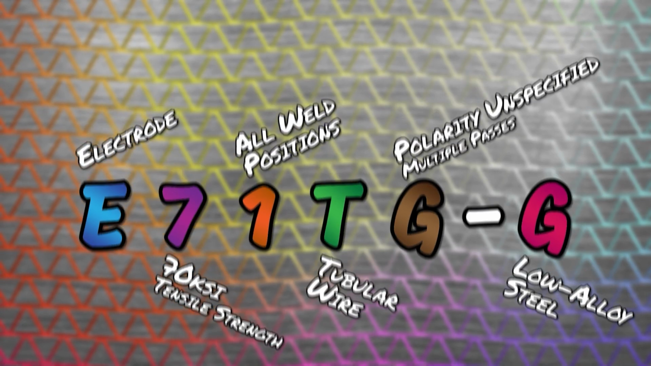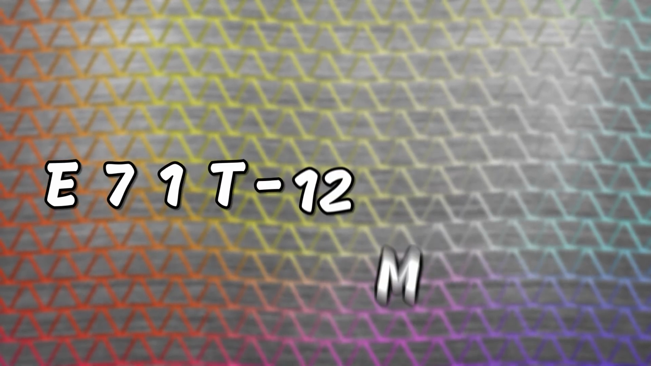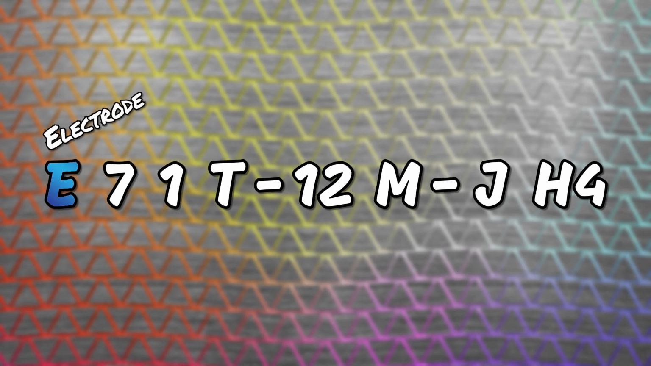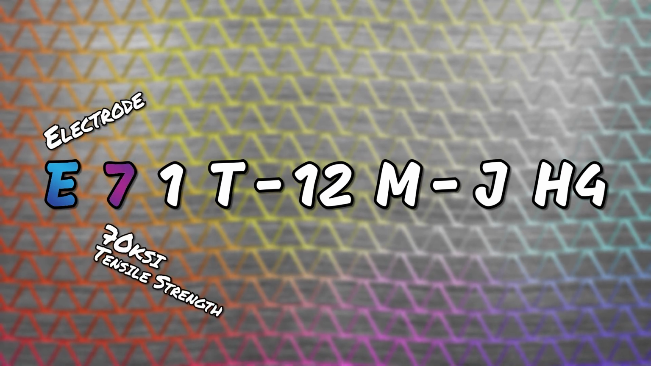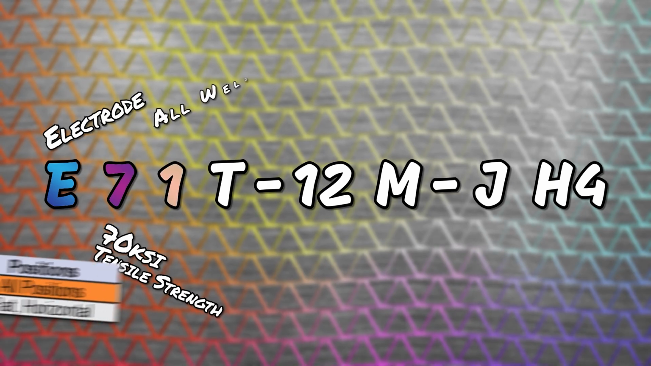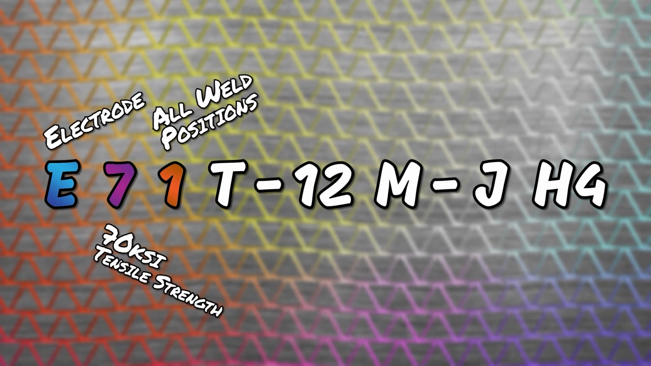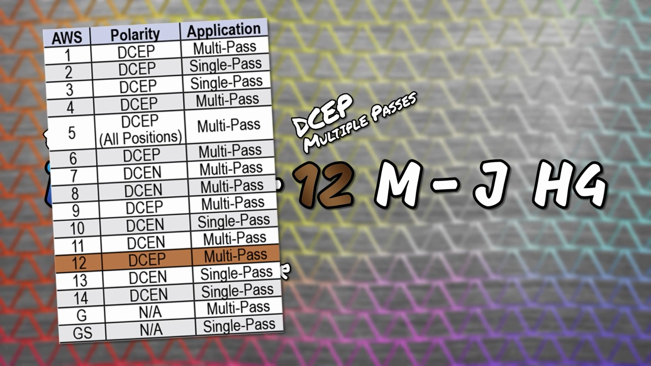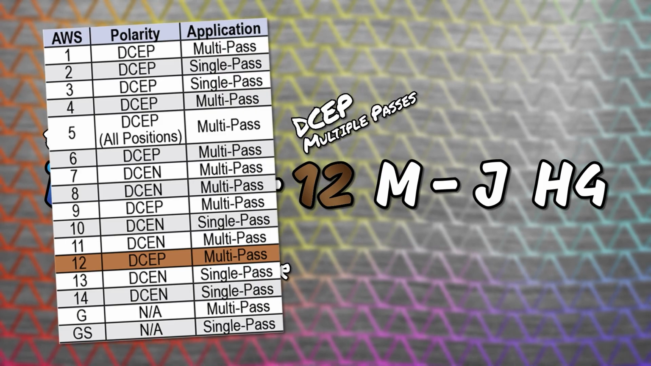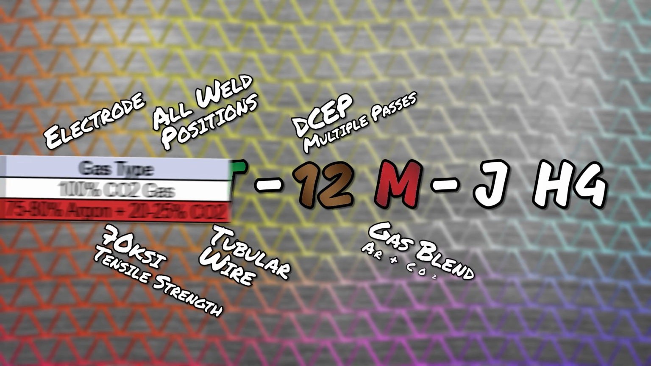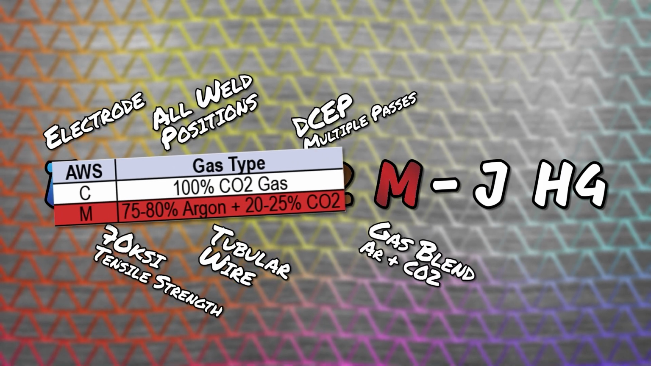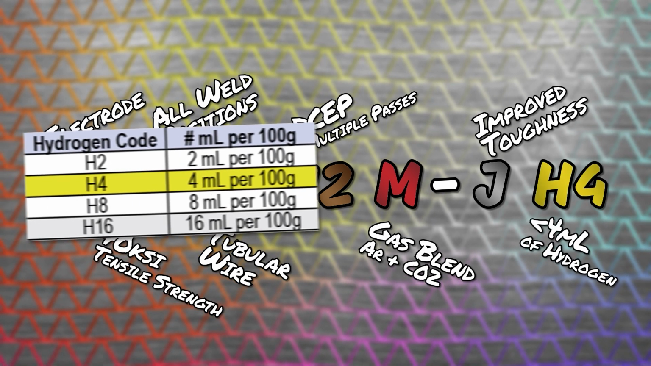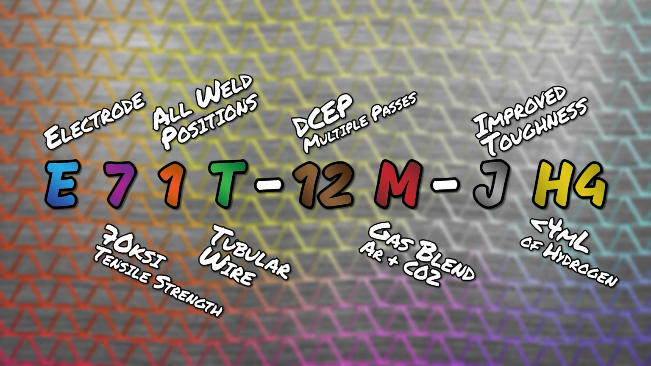Lastly, E71T-12M-JH4. It's an electrode, has 70 KSI tensile strength, can weld in all positions, is a tubular wire, needs a DC electrode positive current, and is good for multiple passes, needs an argon and CO2 gas blend, has improved toughness, and has less than 4 mL of hydrogen per 100 grams.